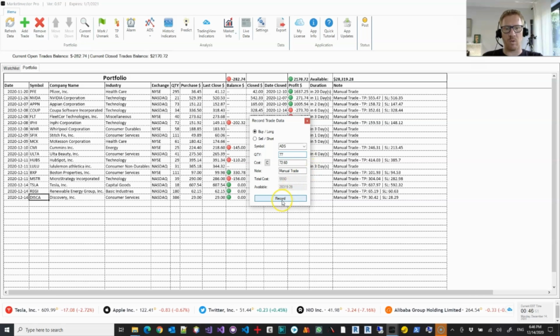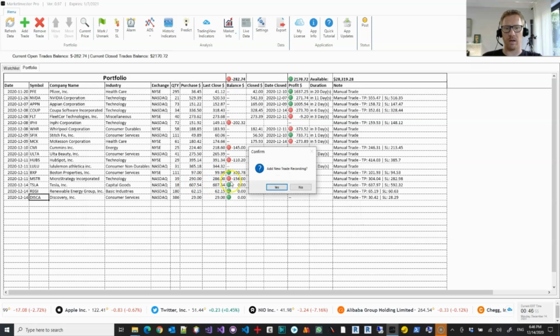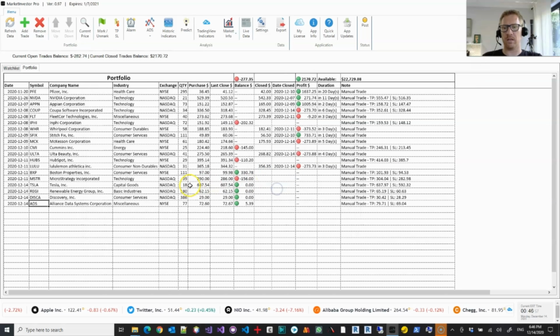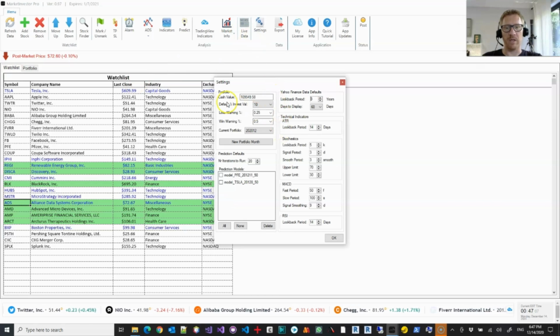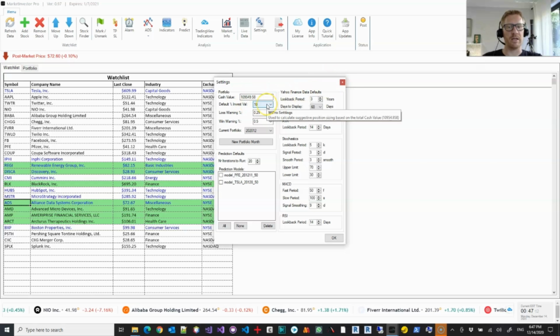And let's record that trade, so we place it over there. Add trade, new recording, yes please. So there we go, we've gone in half of what I normally would have. You'll see the default invest value here I've set to 10, and that's a percentage value. So 10% of whatever I've got up there is what we will spend, and you'll see there's about $11,000.